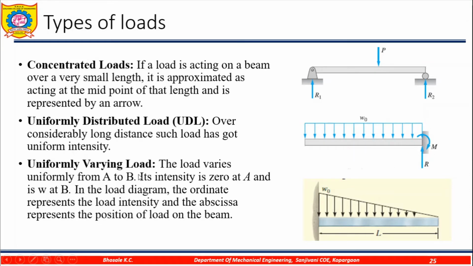Third one is the uniformly varying load. The load varies from A to B. So this is point A and point B. Its intensity is 0 at point A. So here the intensity of load is 0 and it will vary from 0 to W0 at the fixed end. That type of load will be called a uniformly varying load.